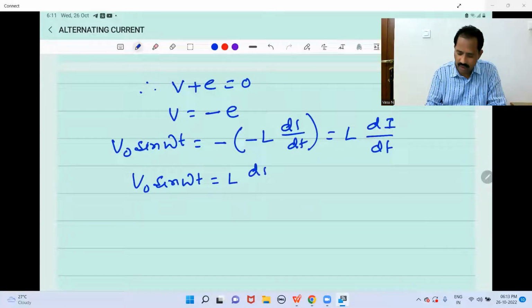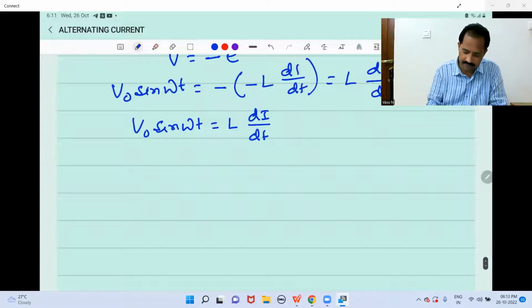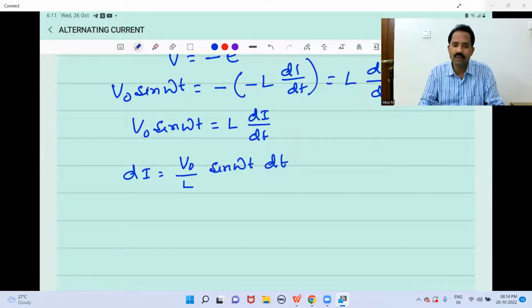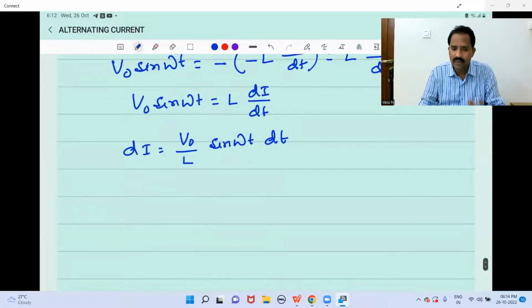into di by dt. Okay, from this equation separate for di. So di is equal to V naught divided by L sin omega t into dt. Rearrange: V naught sin omega t is equal to L into di by dt. I need di. Therefore di is equal to V naught by L sin omega t dt. Very simple. Now I want I. So this di is given. What do I do then? I have to integrate.